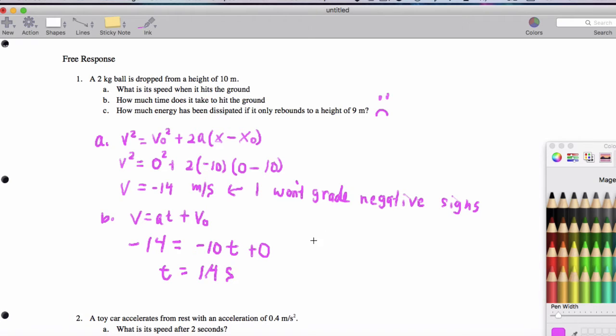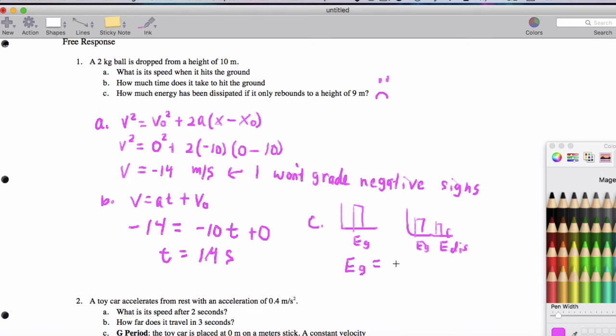Now for part C, we want to know the energy dissipated if it rebounds only to a height of 9 meters. So we start off with all Eg, and then when it rebounds, it's going to have some Eg and some E dis. Sorry, that little squiggle was an error. So we have Eg equals Eg plus E dissipated.